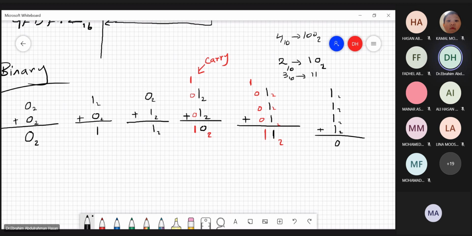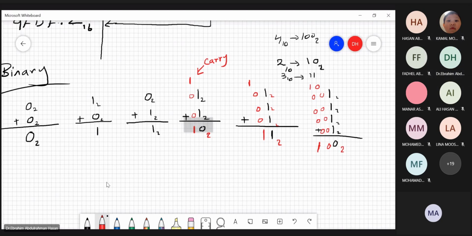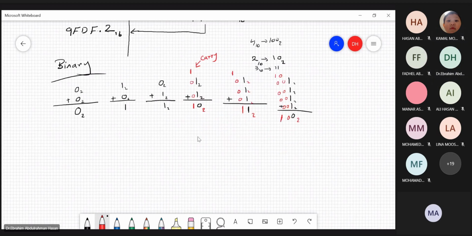Okay, carry 2. It is 4, then it is 0 carry 2. Carry 2, which is this. So then again here 0 plus 0 plus 0 plus 0 plus 0, it is equal to 0. And here we have 1 plus 0 plus 0 plus 0 plus 0, it is equal to 1. So then it is 1 0 0. Okay, this is the rule.